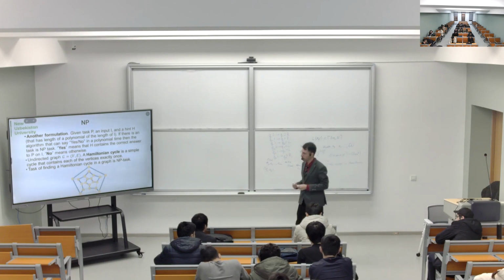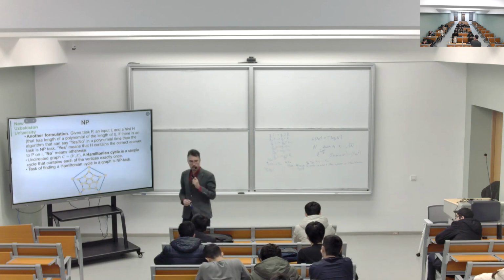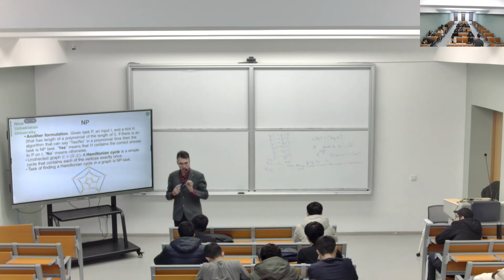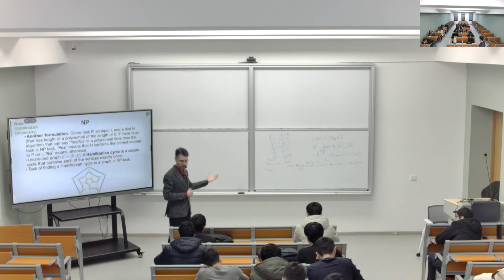So I proved Hamiltonian cycle is a non-deterministic polynomial problem. It can be solved using a non-deterministic polynomial algorithm. So this problem can be solved using such an algorithm. I constructed the algorithm.